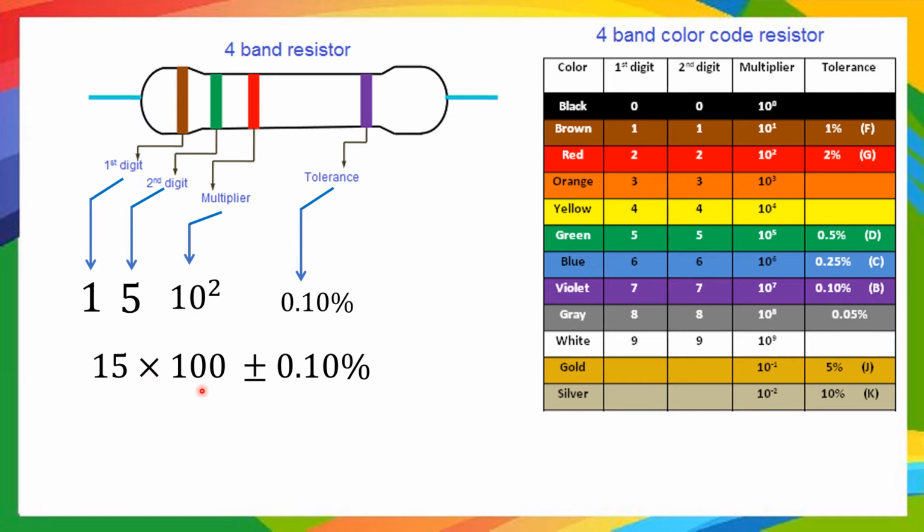15 into 100 plus or minus 0.10%. So this is the tolerance percentage, that is 1500 plus or minus 0.10%. Okay, that is the resistive value of this resistor: 1.5 K, K means kilo, plus or minus 0.10%. This is the tolerance value.